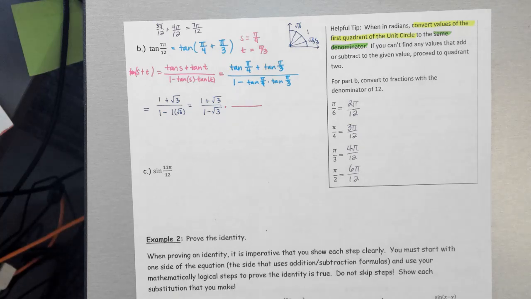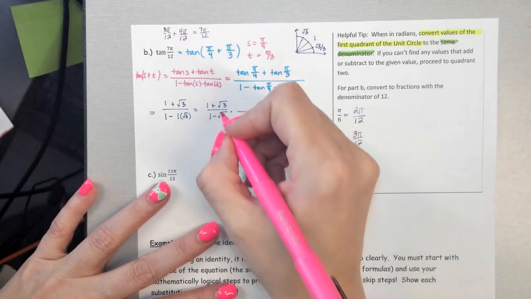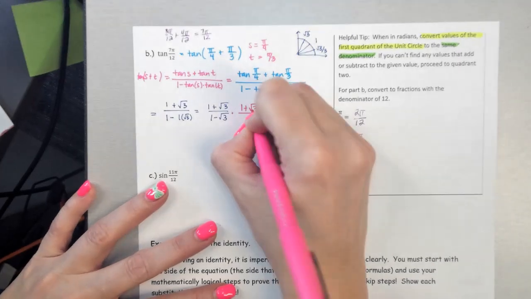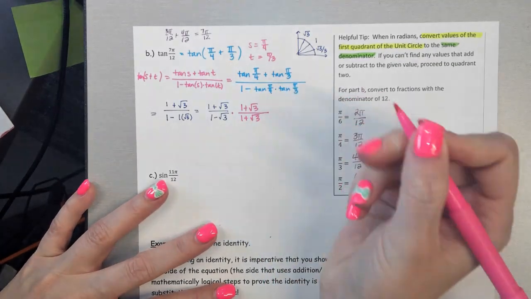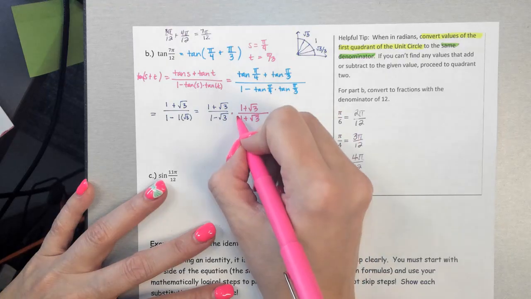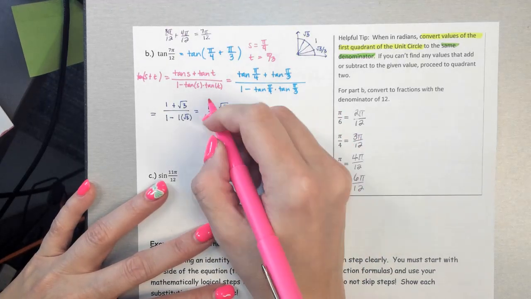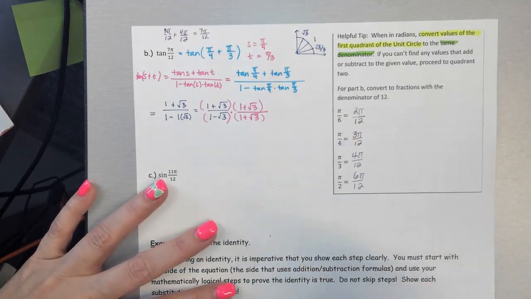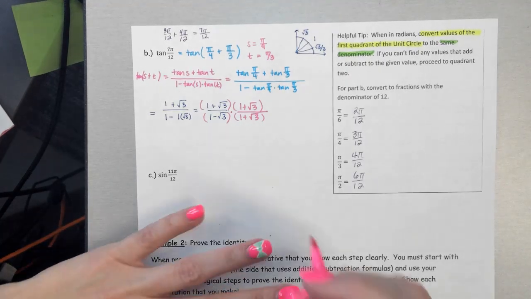And then, Jaden, what is our conjugate? What did you multiply by? Yep, 1 plus root 3 over 1 plus root 3. So you have to multiply by something equivalent to 1. Just make sure you multiply by the same thing in the numerator and the denominator. The denominators are going to be conjugates.